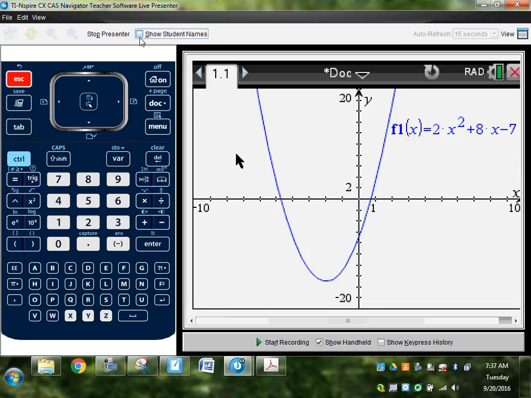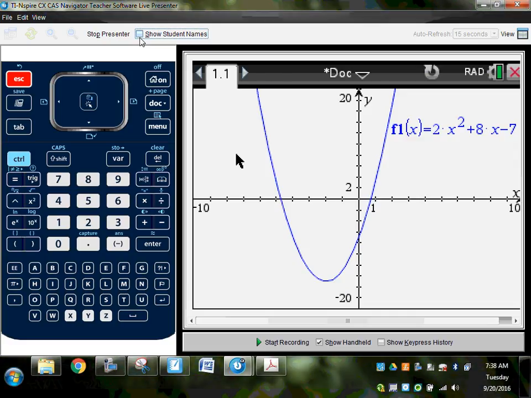Now, once you're able to see that, we need to restrict this domain such that the inverse is a function. Why is the inverse of this f of x not going to be a function as it currently stands? Hands up, please, if you can tell me why the inverse of this function will not be a function as it currently stands. Tyler, what do you say?